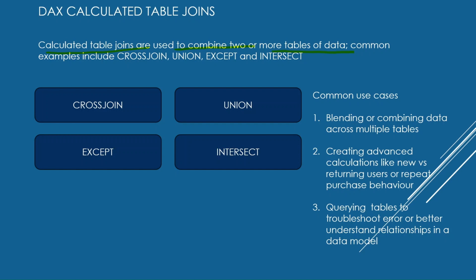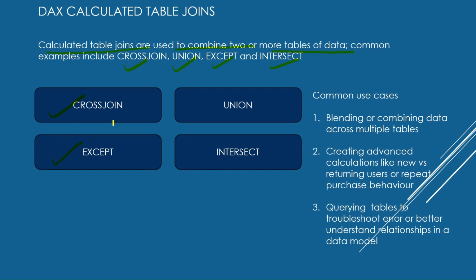Then with the help of a common table calculated join function, we are able to do it. The common calculated table joins are cross join, union, except, and intersect. The cross join will give you the Cartesian product of the two tables which we are using.